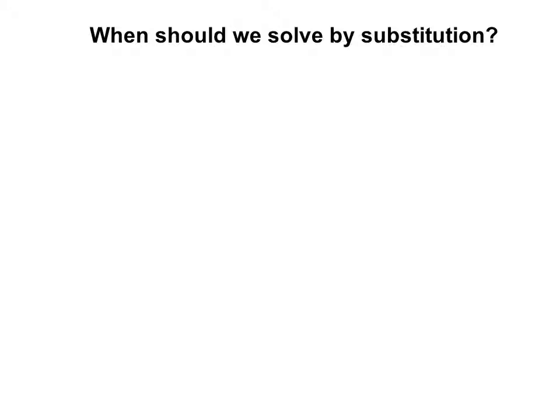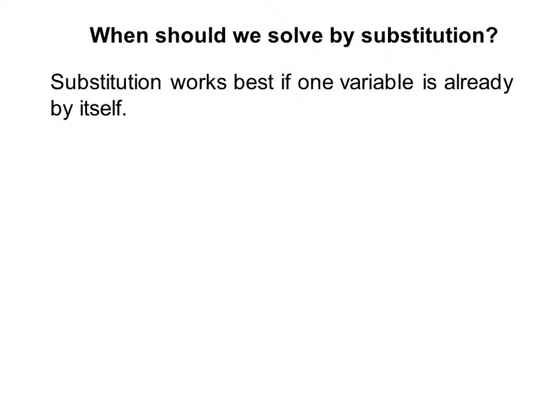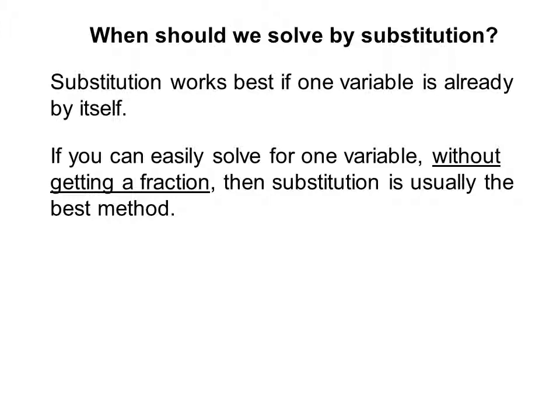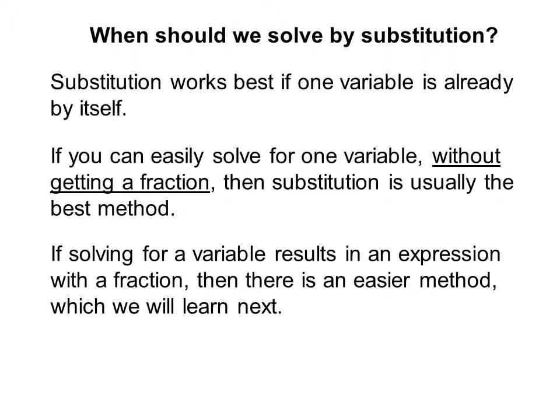When should we solve by substitution? Substitution works best if one variable is already by itself. If you can easily solve for one variable without getting a fraction, then substitution is usually the best method. If solving for a variable results in an expression with a fraction, then there is an easier method, which we will learn next.